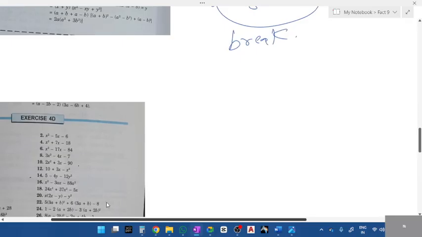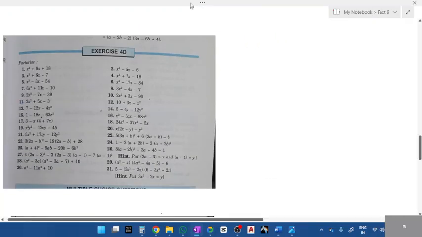Before solving, you have to factorize. Then you have to solve. Okay, last question. From 24, everything is cancelled. Okay. 22 is same. 23 is also same. Let me solve 23rd question.